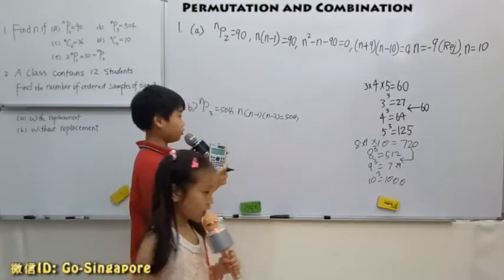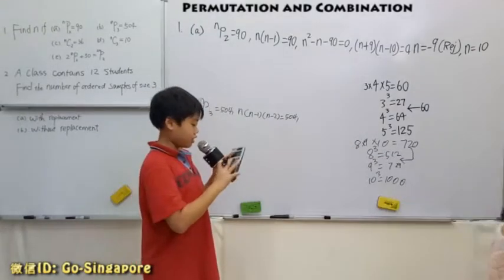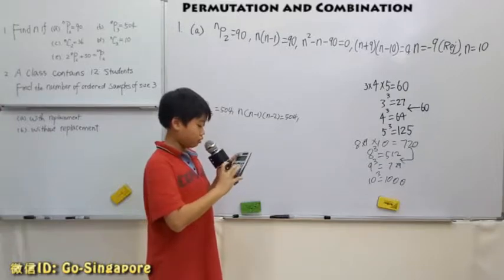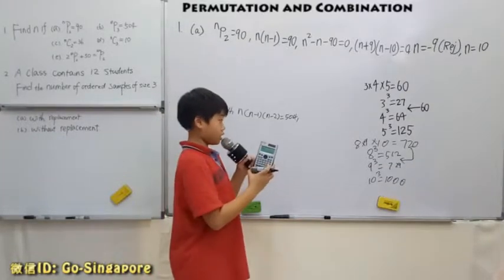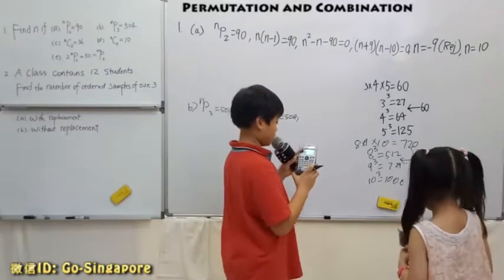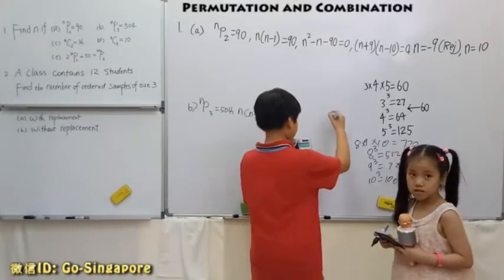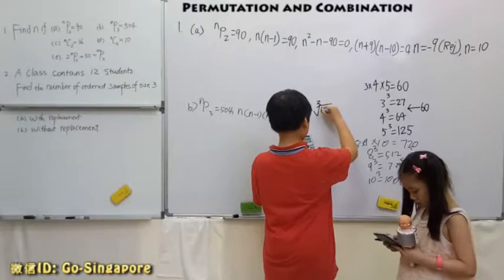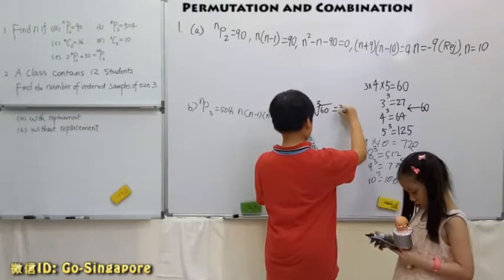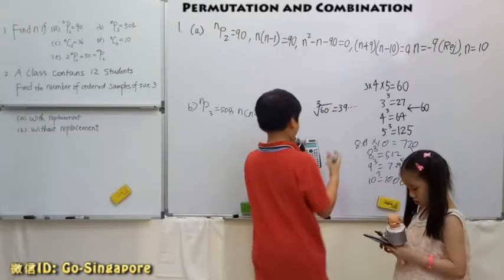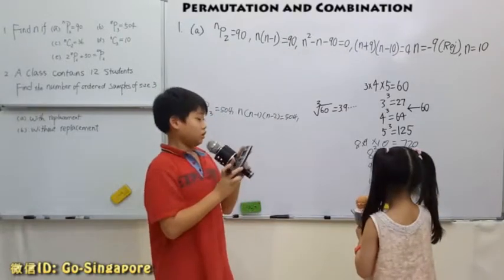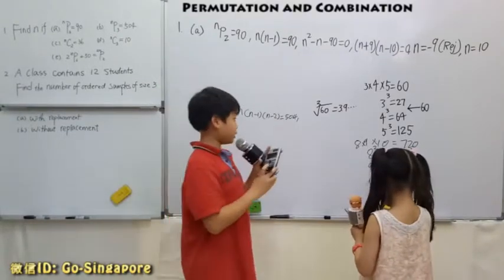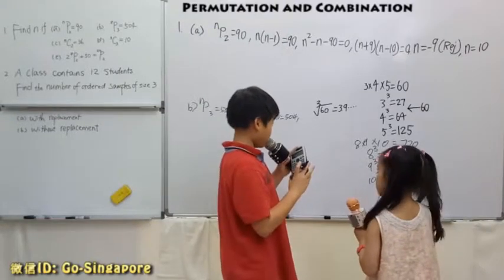For this, let's look at this. The cubic root of 60. Okay, so the cubic root of 60, as you can see here, this is 3.9 something, right? Yes. Okay, so for this it is actually 3.9 something.